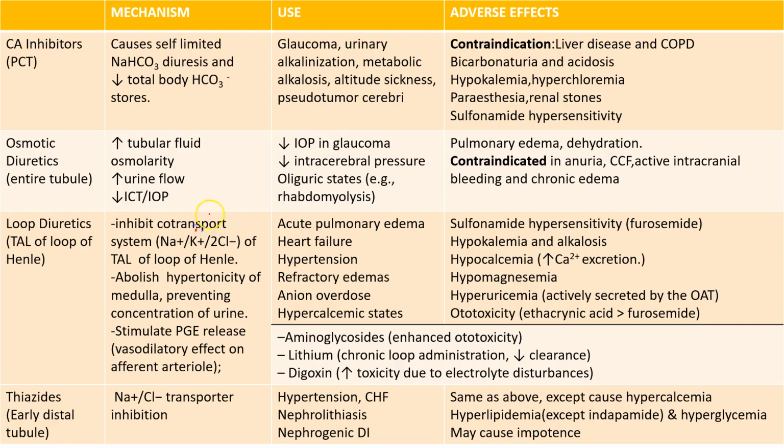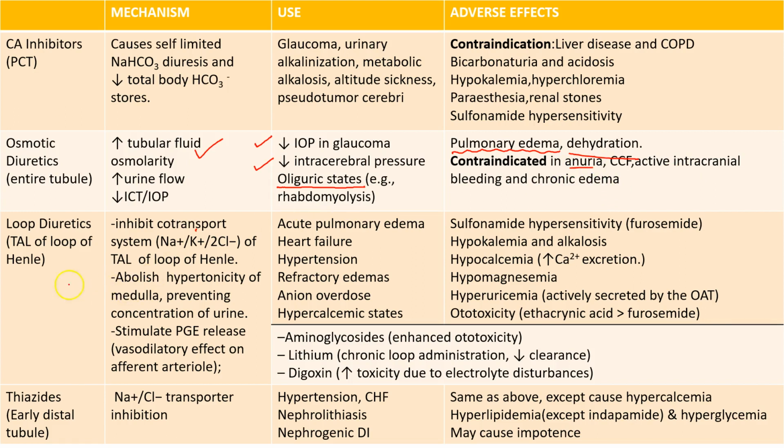So they increase the osmolarity of the tubular fluid and are useful in decreasing the intraocular tension and intracerebral pressure. They are useful in oliguric states and can cause pulmonary edema and dehydration. They should not be given in heart failure or any active intracranial bleed, or chronic edema or anuria.